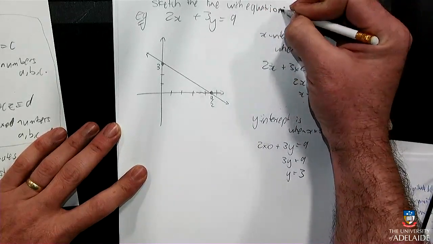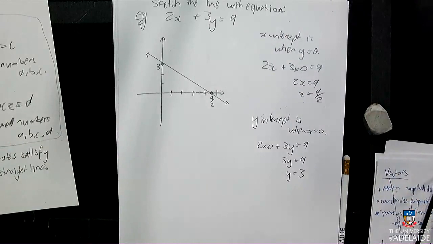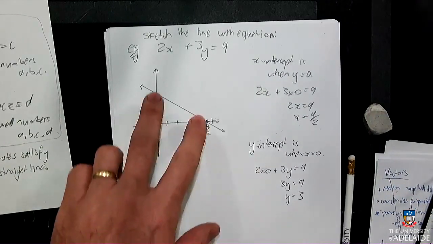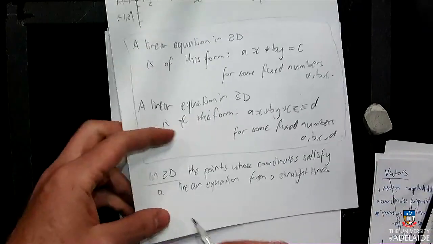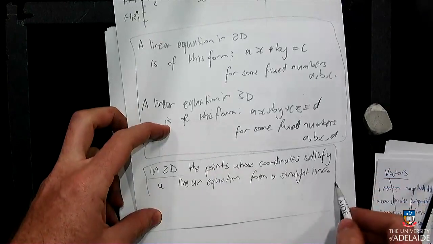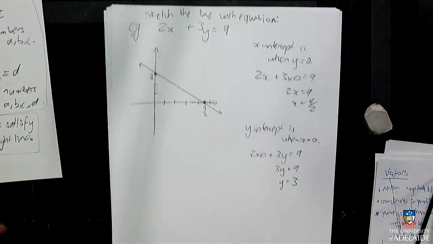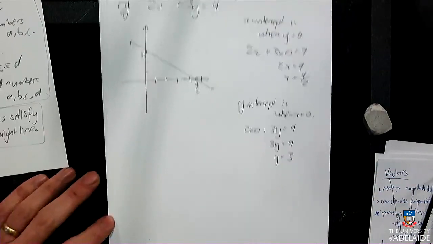So there is absolutely no need to rearrange this equation to any other format in order to sketch it. I just need to figure out 2 of the points that are on it, and I'll be good. Okay, so that's what a linear equation in 2D does. What does it look like in 3D?